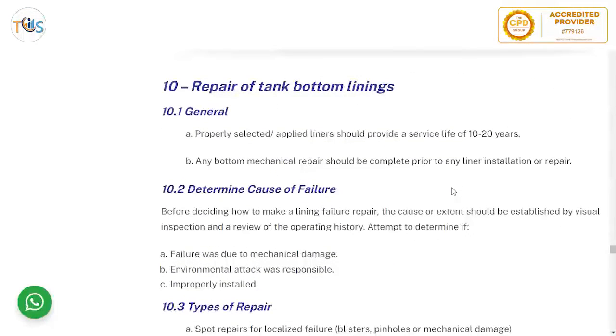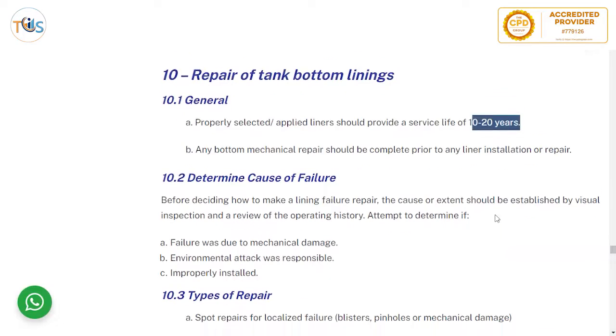Repair of tank bottoms. Properly selected applied liners should provide service life of 10 to 20 years. Remember this 10 to 20 year service life. Any bottom mechanical repair should be completed prior to any liner installation or repair.